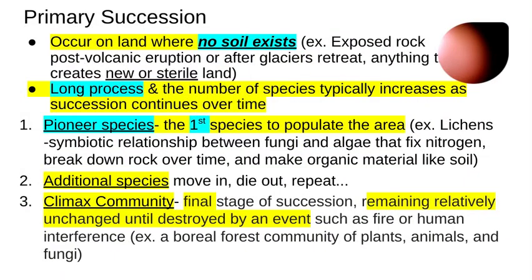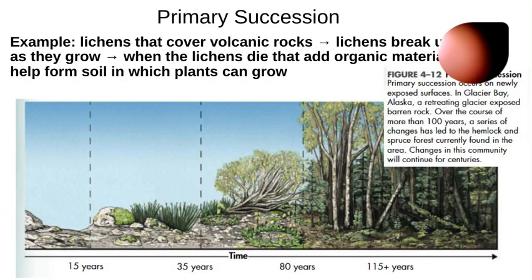Okay. And over time, more species will inhabit, and you'll eventually get to a climax community, which is the final stage of succession. And think of a forest. That's a climax community. Okay, so we're going to take a look at a diagram where you can see this.